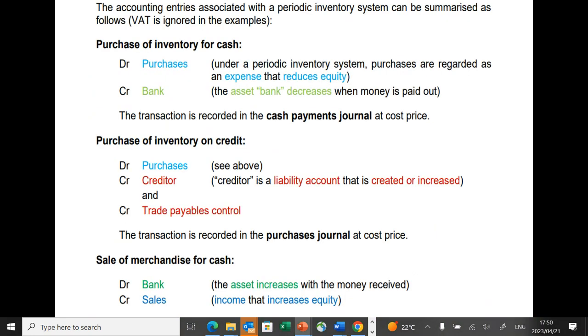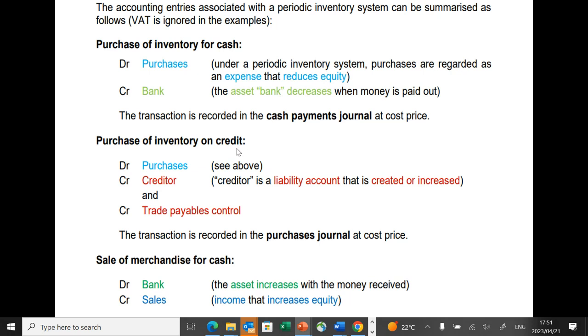But let's look at how we record transactions here, because we were told that under periodic inventory system, when we purchase inventory, we don't record it directly to the inventory account, but we record it where? Under purchases account. Purchases account is an expense account. So let's say you purchase inventory for cash. What are you going to debit? You're going to debit your purchases. It's an expense account. Expenses increase on which side? On the debit side. What are you going to credit? You're going to credit your bank. Your bank is an asset. It's reducing on the credit side because you have used cash to buy that inventory.